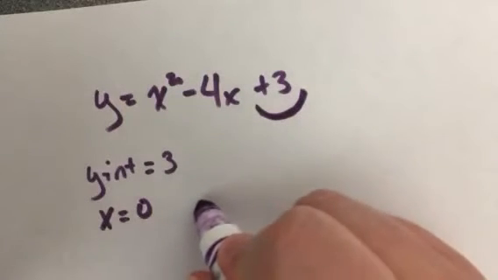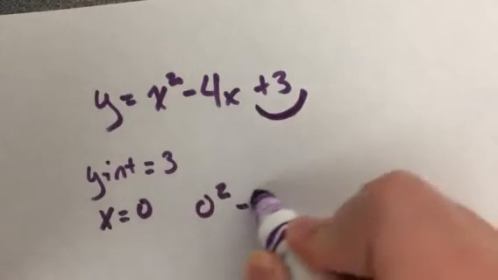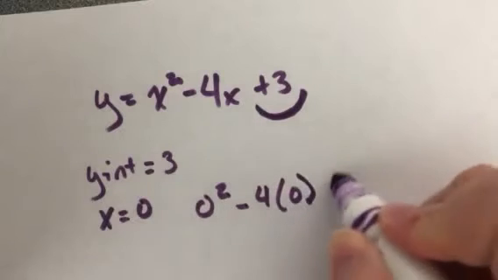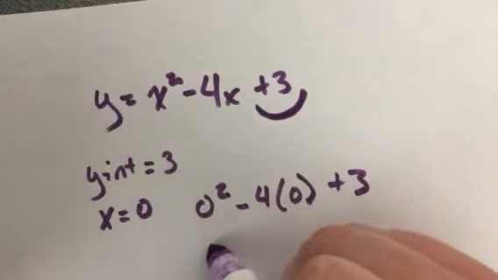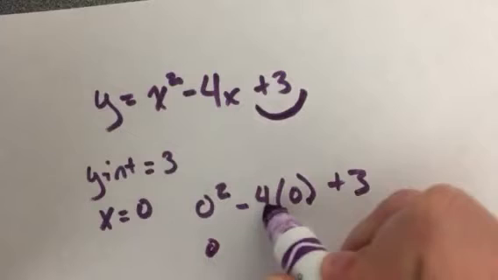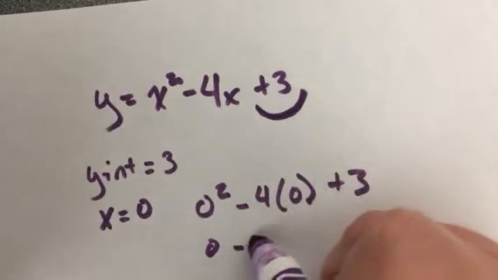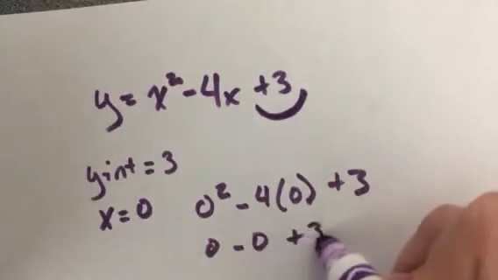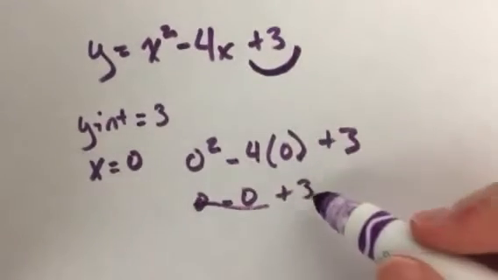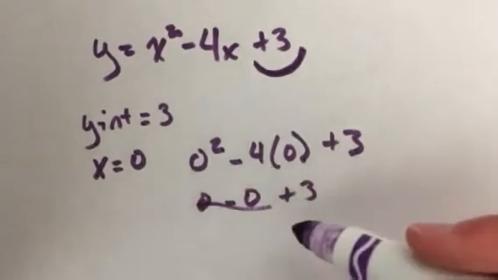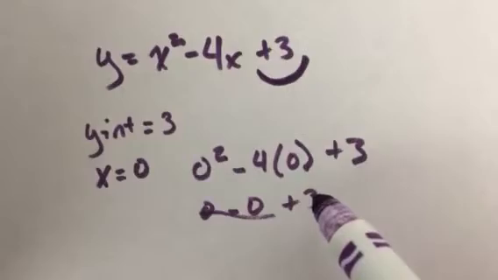So if we do that, we're going to do 0 squared minus 4 times 0 plus 3. Well, 0 squared is 0. Negative 4 times 0 is 0. Plus 3, 0 minus 0 is 0. Okay, and so you're left with 3. So algebraically, this is how you'd find your y-intercept.